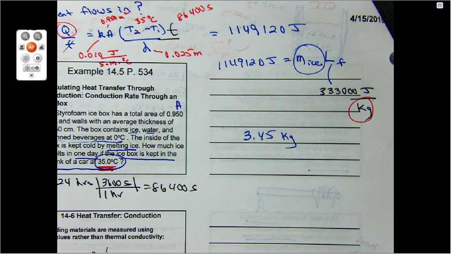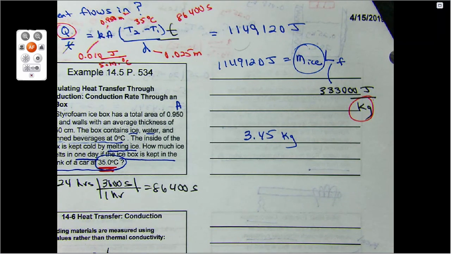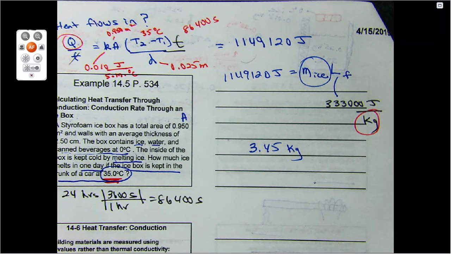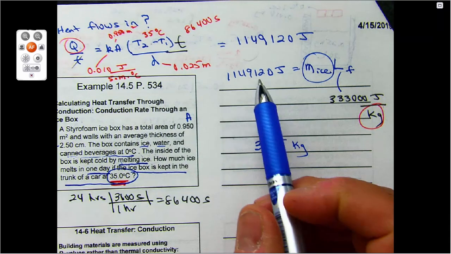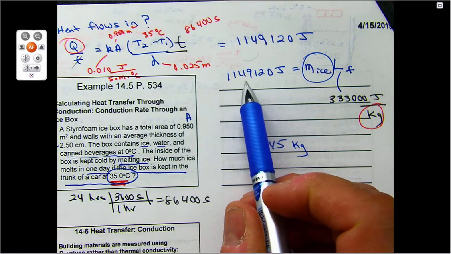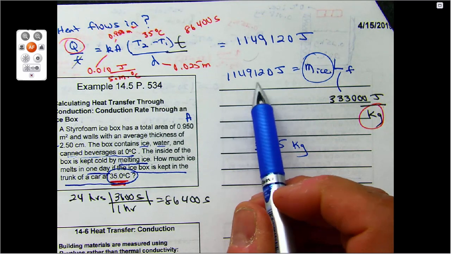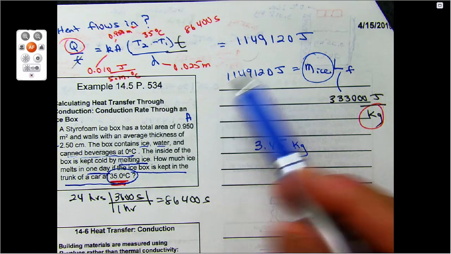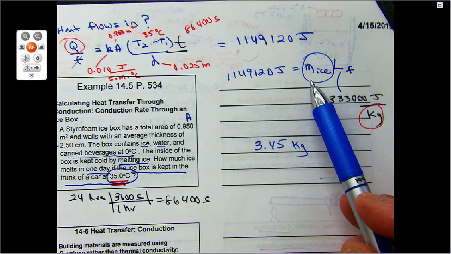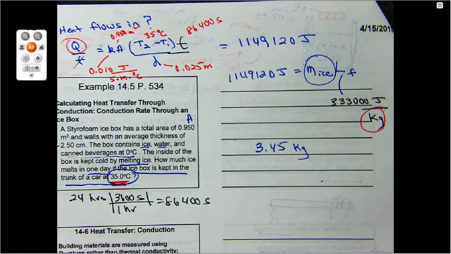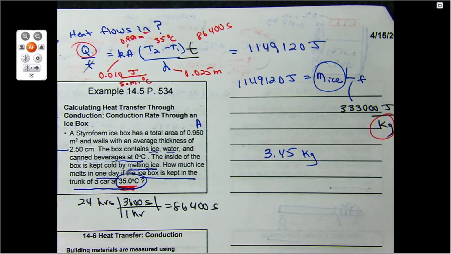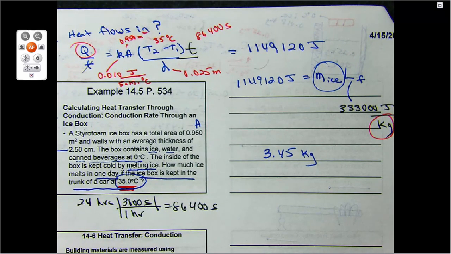Okay. That's about 7 pounds of ice would melt. All of this heat that's going to flow through the styrofoam container is going to go into melting the ice. If you have more than 3.45 kilograms of ice in there, you should be fine.